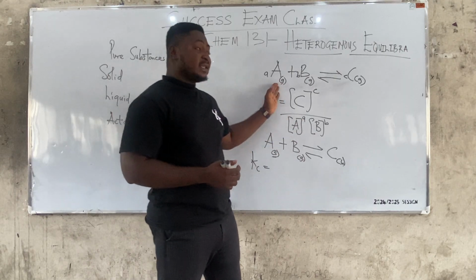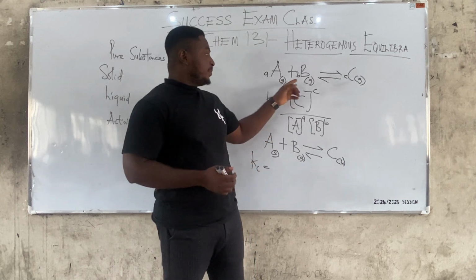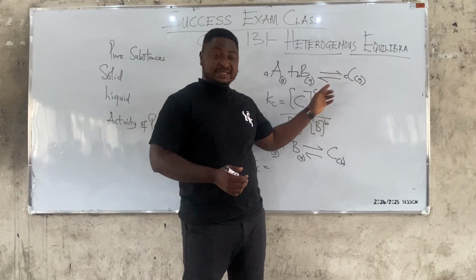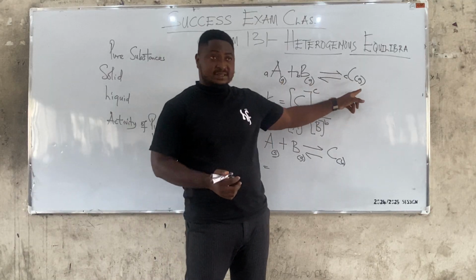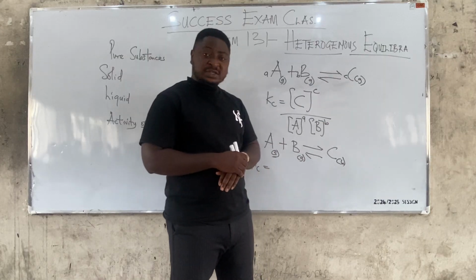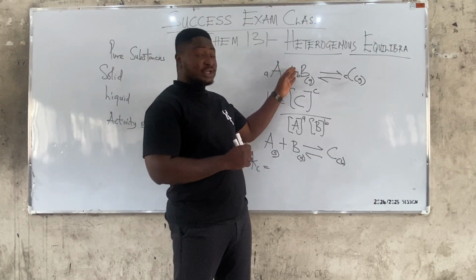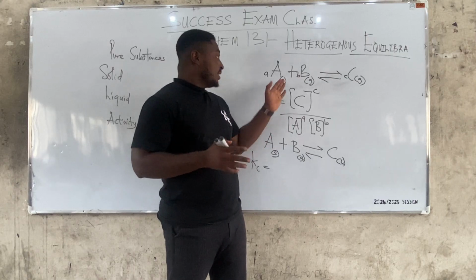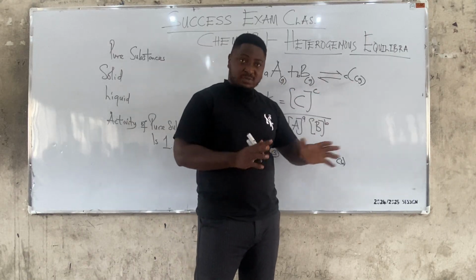Now, if you look at this first example, we have A plus B to give C. All components of this reaction are gases. As you can see, G, gas, gas, gas. This kind of equilibrium, whereby all components of the reaction are in the same phase, is known as homogeneous equilibrium. Gas reacts with gas to give gas, homogeneous.